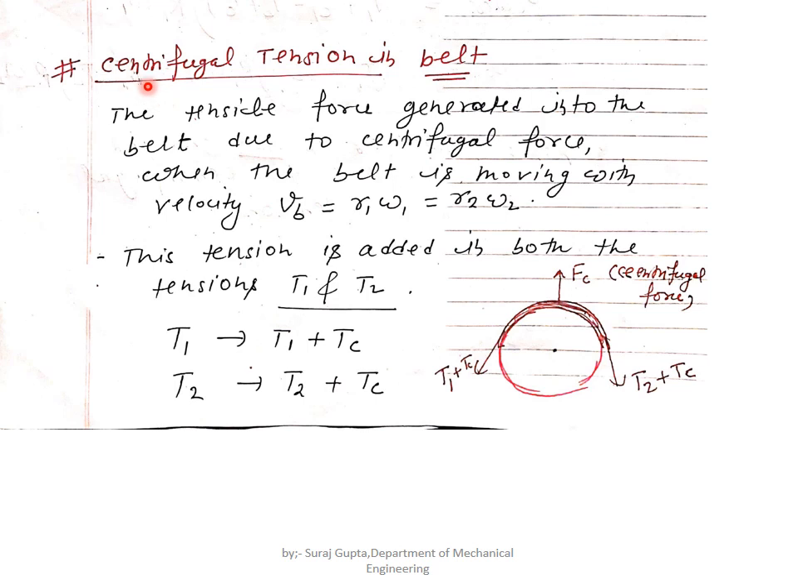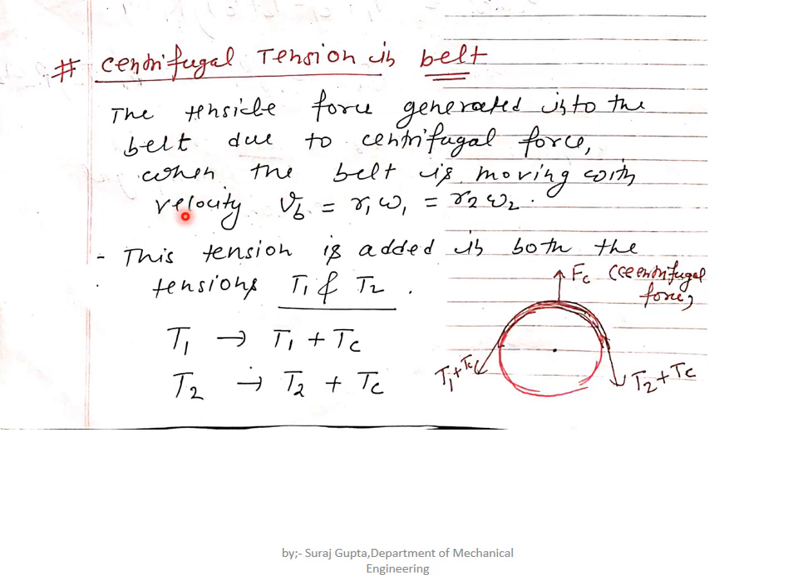Now, the centrifugal tension in the belt. What is centrifugal? We can say it is hypothetical, or it is generated when a body is rotating on a curved path. A force is applied on the body which is responsible for getting it out from its center of curvature. So this force will apply on the body which is rotating about a certain point. So it is the tensile force generated in the belt due to centrifugal force.